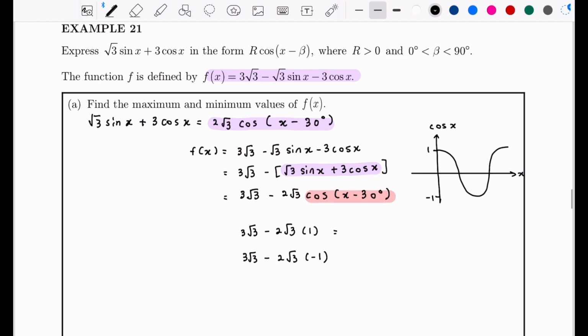Calculate, and we get √3, and after that we're going to get 5√3. The larger value will be the maximum value of f(x), while the smaller value will be the minimum value of f(x).